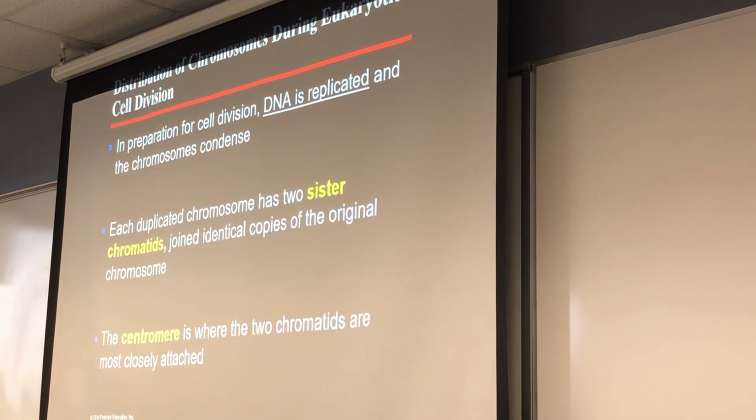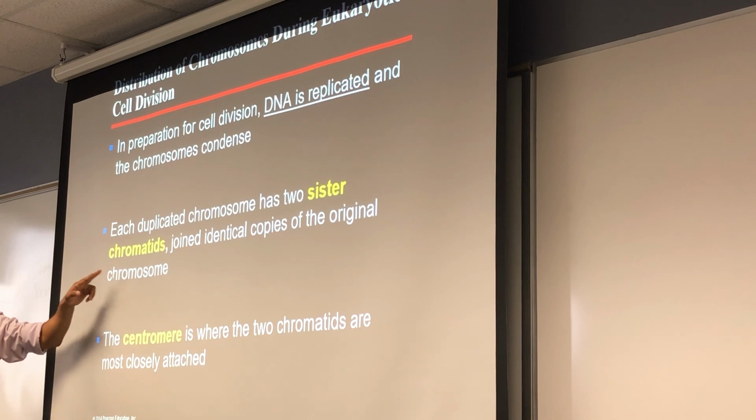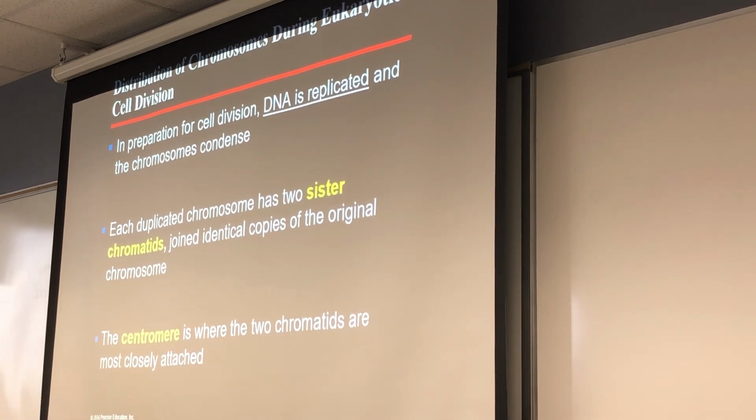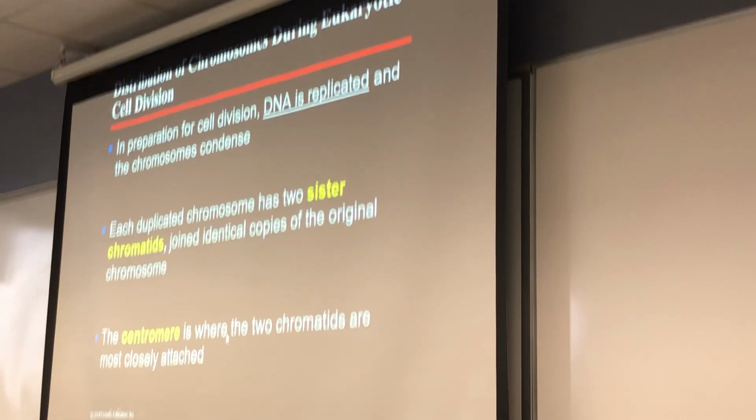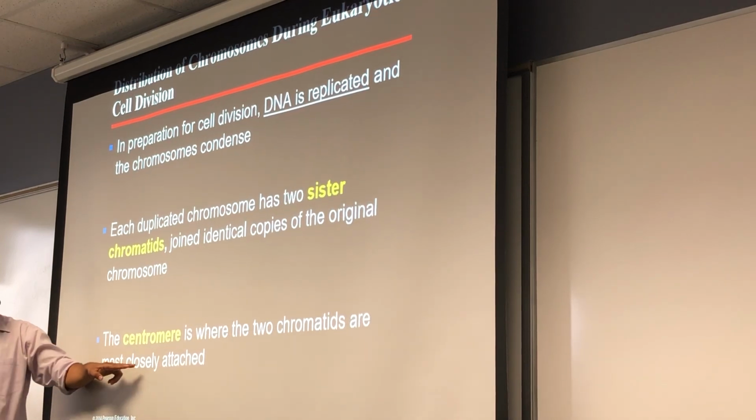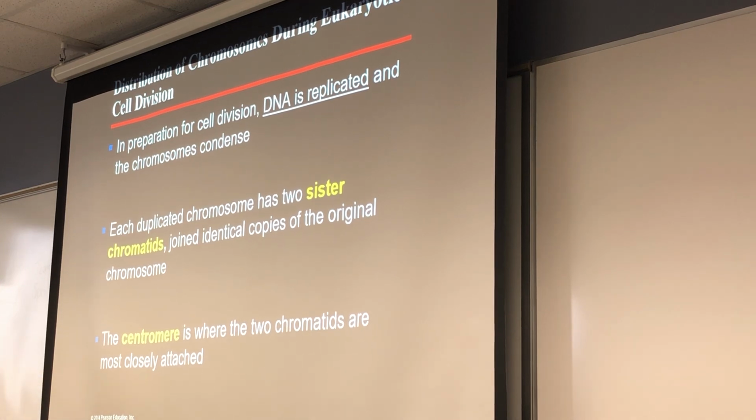So in preparation for cell division, the DNA is replicated, that is the S phase, and then the chromosomes condense. That is the whole mitotic phase, right? They're going to be so condensed, highly packed. Each duplicated chromosome has two sister chromatids, identical copies of the original chromosome. So they have to be the same. They are joined by the centromere. The centromere is where the two chromatids are most closely attached, joined together. That is the waist of the chromosome.